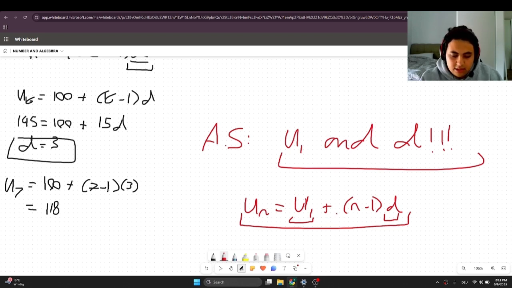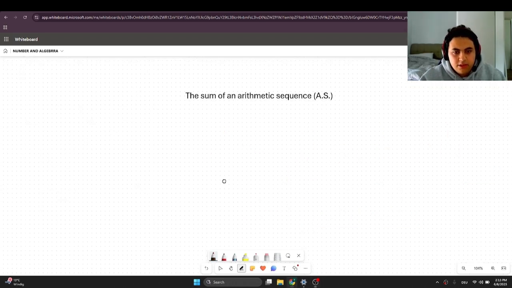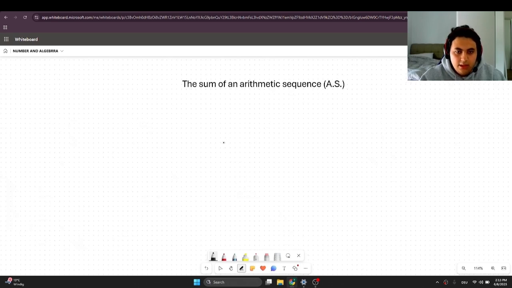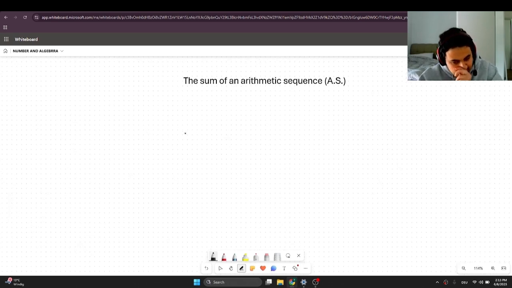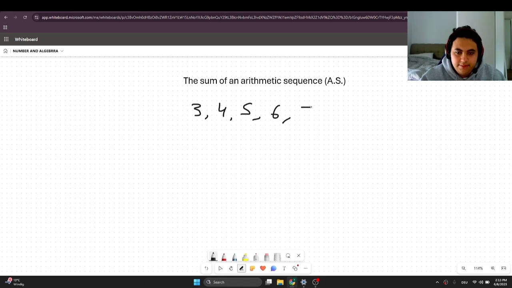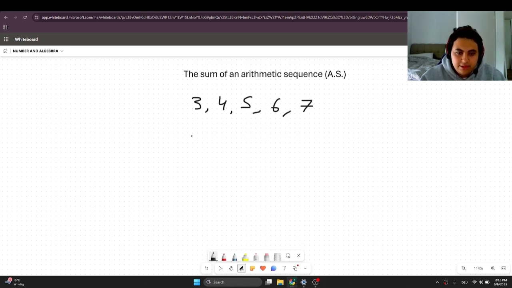Okay, now let's move on to the sum of an arithmetic sequence. The sum of an arithmetic sequence basically means that, let's say I have the arithmetic sequence 3, 4, 5, 6, 7. Really basic. The sum then means that I'm just replacing my commas with addition signs, so all of that added onto each other. I made a mistake here, there should be plus: 5 plus 6 plus 7 and so on. So we have that down.